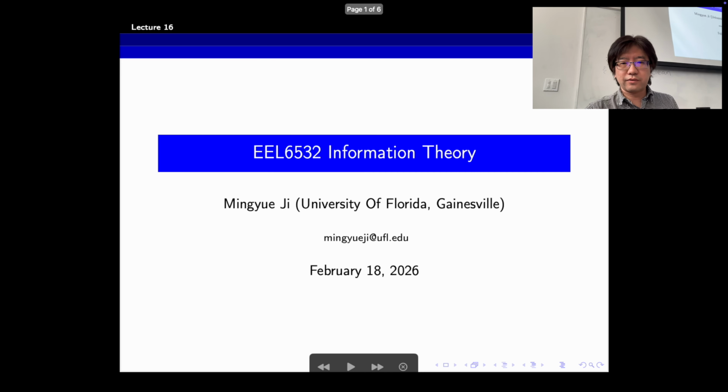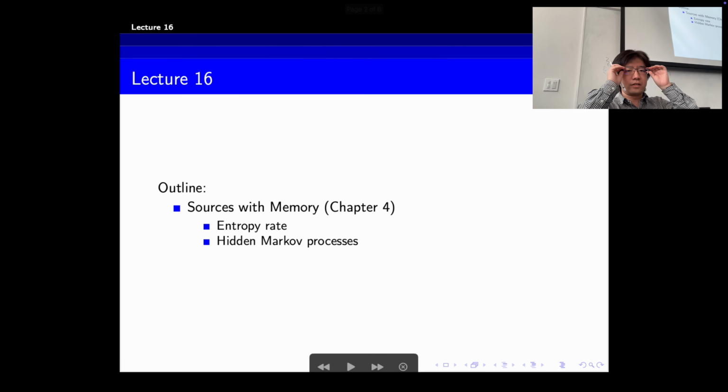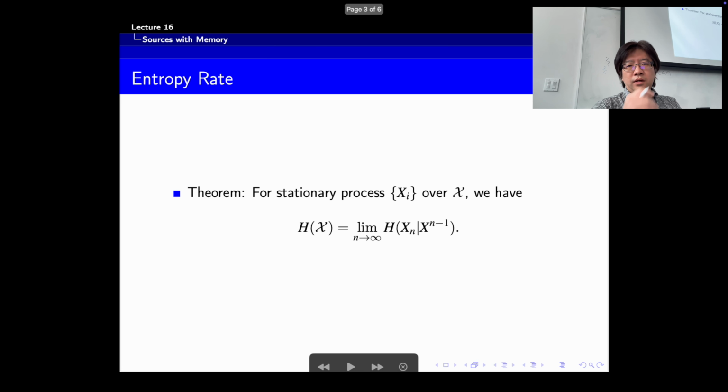Okay, let's see what we covered in our last lecture. In our last lecture, we almost finished chapter 4, which is the sources with memory. In particular, we proved the theorem of entropy rate, and then we talked about hidden Markov processes.